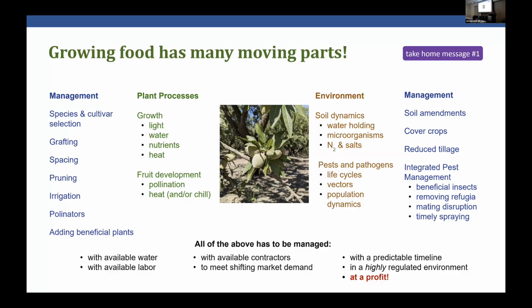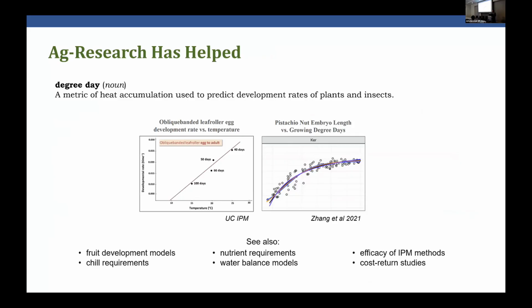So there's a lot of moving parts here, and all of this has to be done with whatever water is available, which in many parts of the state is groundwater, whatever labor is available, using contractors, because a lot of this is outsourced, to meet the demands of the market when and at the right quality and a very predictable timeline in an extremely regulated environment, and at a profit with major razor thin margins, right? So hats off to any grower who can manage to make this a viable business. Growing food is not easy. That's my first take-home message.